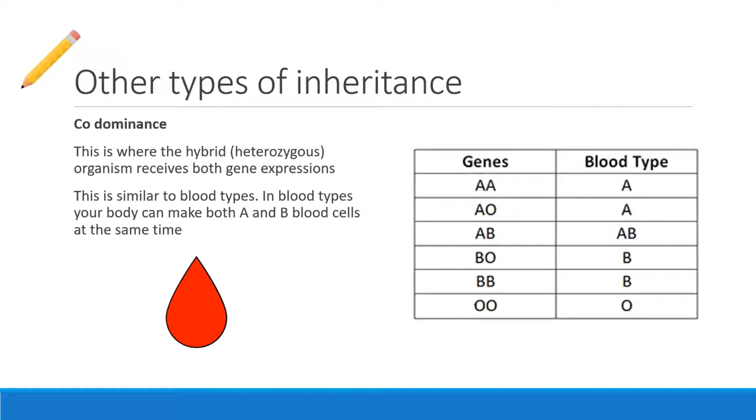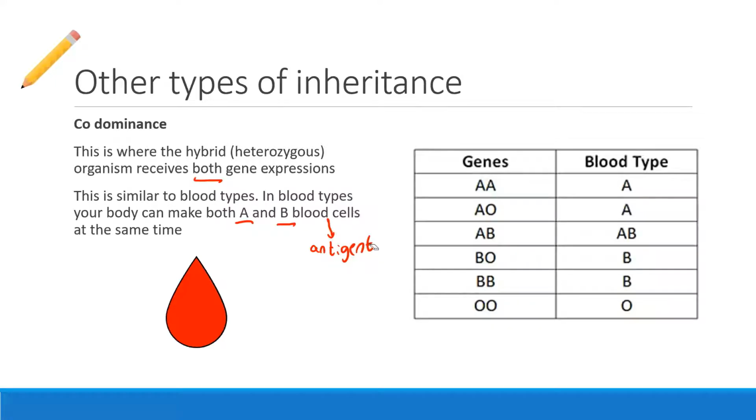Codominance, this is where a hybrid organism receives both gene expressions. So they actually do both things at once. When you have a red and a white flower making a pink flower, that's a mixture. So the difference is this is both at once. So this is in blood types. In blood types, your body can make both A and B blood cells, or, well, they're not really blood cells, they're more antigens. And the idea is that it does both of them at the same time.